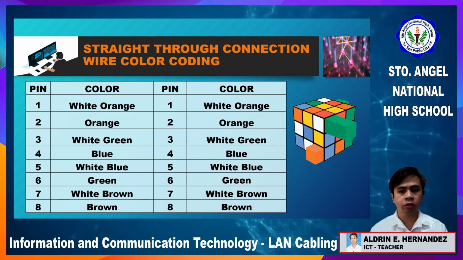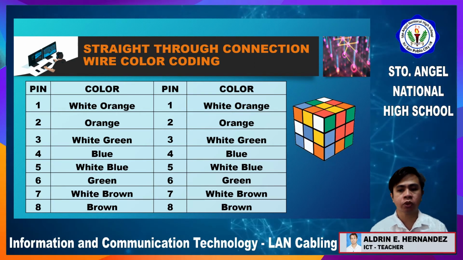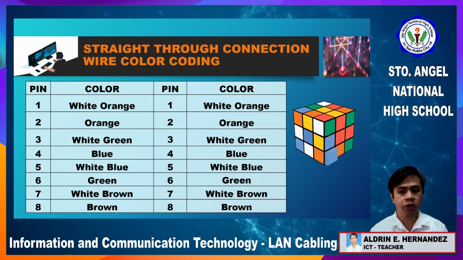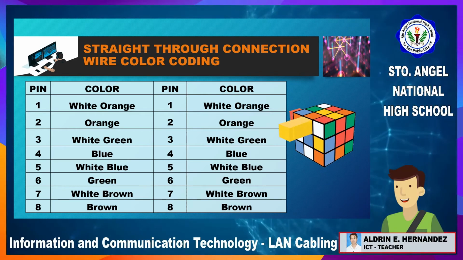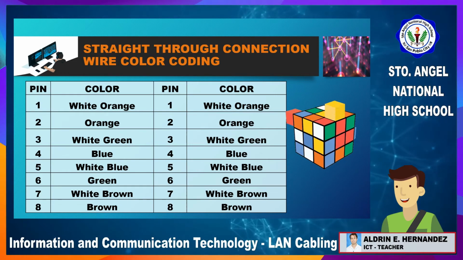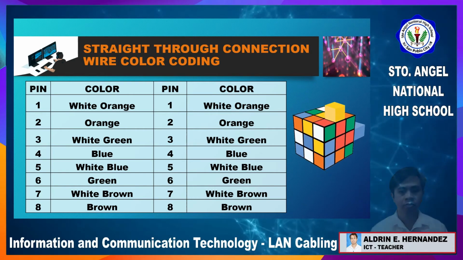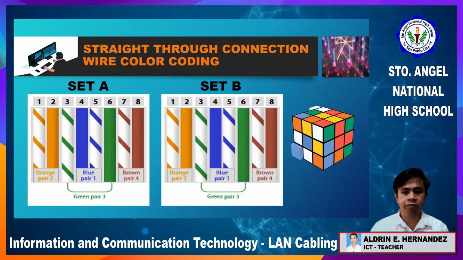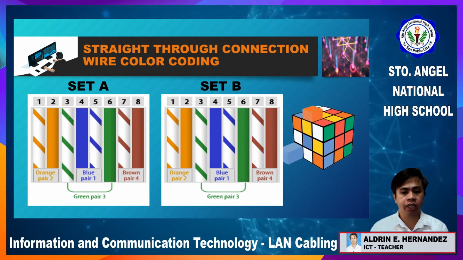In the table below, you can see the different arrangement of color codes for a straight-through connection. Can you recite the arrangement of color codes? Yes, Jerome. Sir, we need to follow the color code: white orange, orange, white green, blue, green, white brown, and brown. Very good, Jerome. In the screen, it shows the proper arrangement of color codes in a straight-through connection from set A to set B.